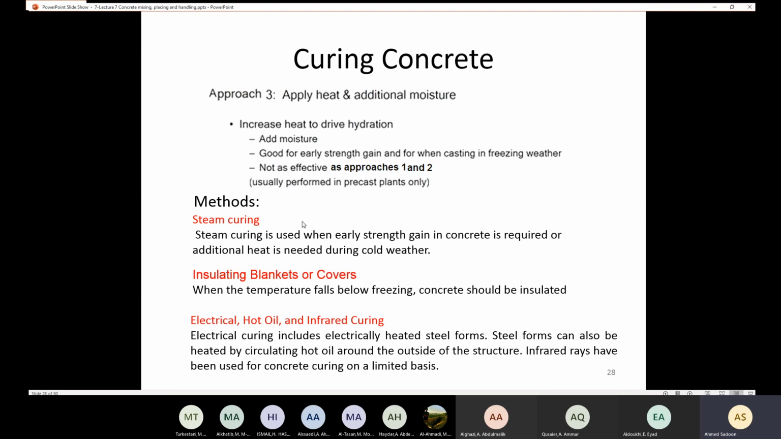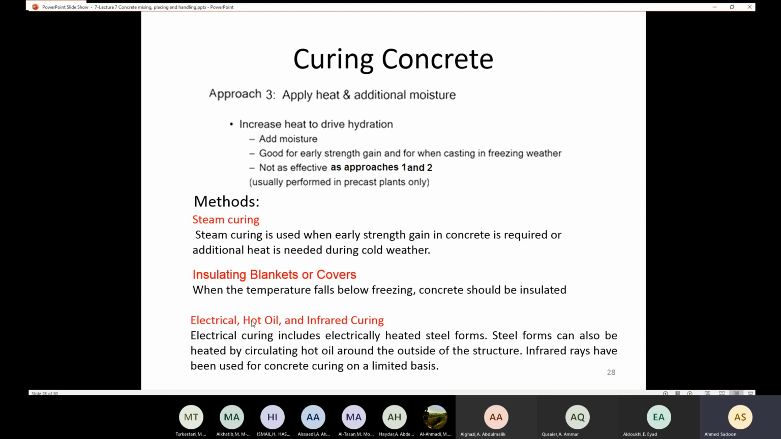One of these methods is steam curing. Steam curing is used when early strength gain in the concrete is required or additional heat is needed during cold weather. So I'm going to use steam in order to cure the concrete. Using steam, I'm going to provide heat and also moisture. Also, I have insulating blankets or covers. When the temperature falls below freezing, concrete should be insulated. So again, all of approach number 3 is targeting casting in freezing weather.